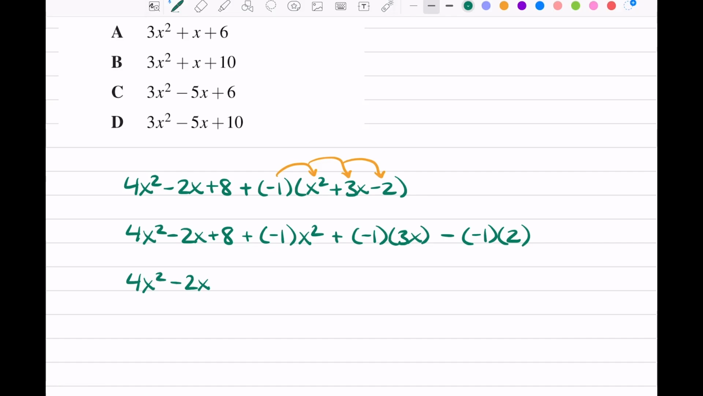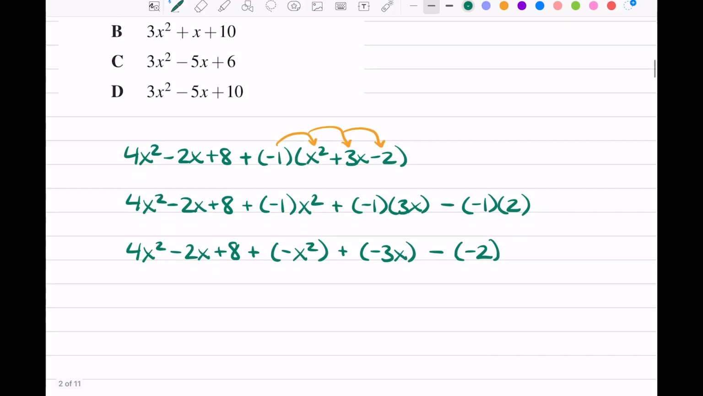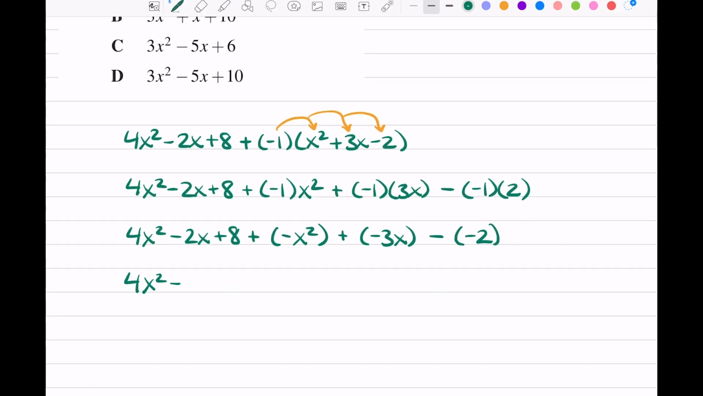Again, leaving the first polynomial the same. Negative 1 times x squared gives us negative x squared. Negative 1 times 3x gives us negative 3x. And negative 1 times 2 gives us negative 2. We have plus negative x squared, so we can write that as minus x squared, plus negative 3x, which is minus 3x, and then we have minus negative 2. Minus a negative number turns it into a positive, so we have plus 2.